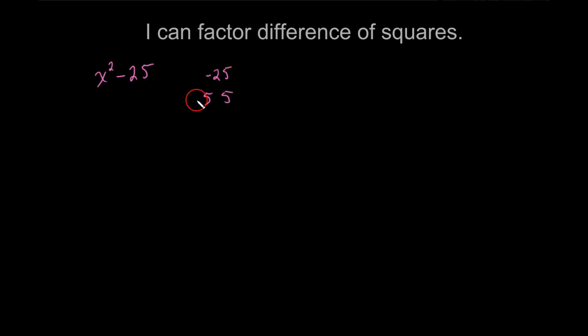And we know one of them has to be negative, because this is negative 25. We know that negative 5 plus 5 is equal to 0. So this would factor out to x minus 5 and x plus 5. And that's all fine and dandy, and we can use that method.